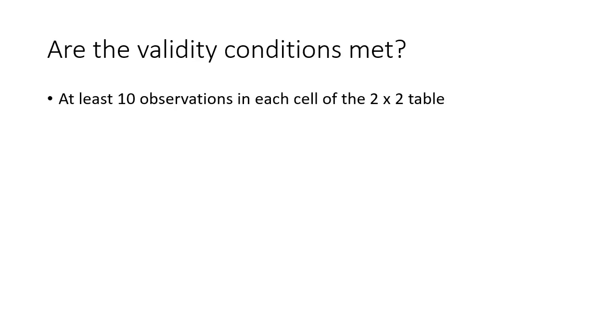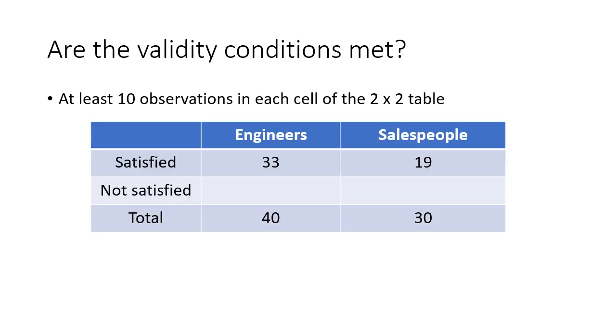Now that we know which test we're considering, we need to check the validity conditions. Recall that the validity conditions for a two-proportion z-test are that there are at least 10 observations in each cell of the 2x2 table summarizing the data. We can build the 2x2 table like this.